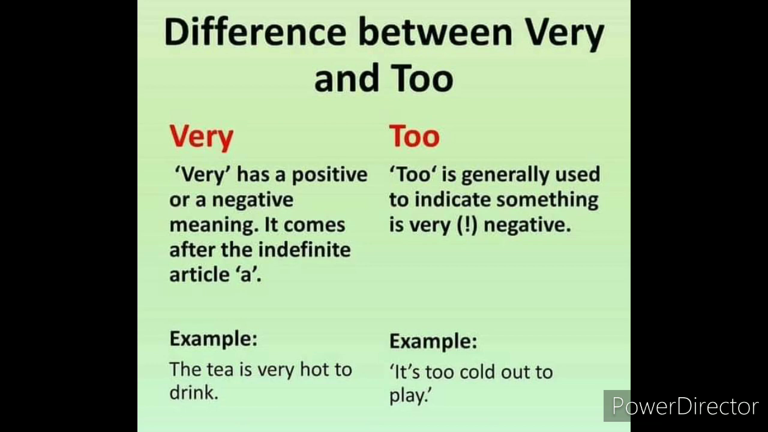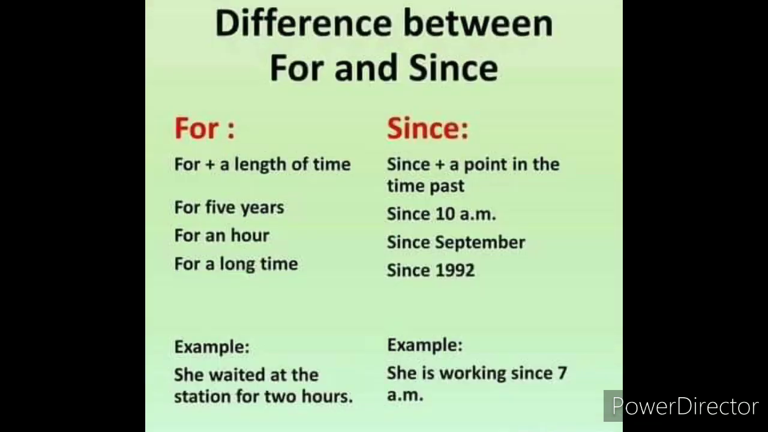However, the adverb of degree too generally indicates something which is negative, okay, or very negative. For example, we say the tea is too cold, so I can't drink it, okay, which means you don't like it because it's too cold.